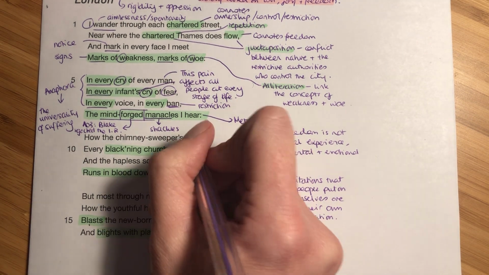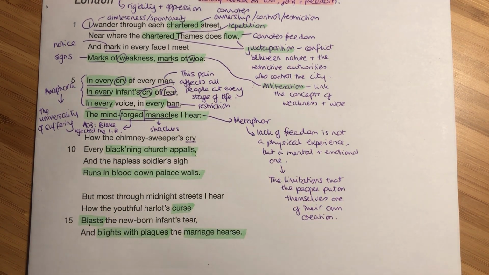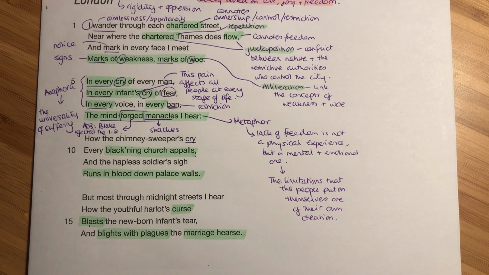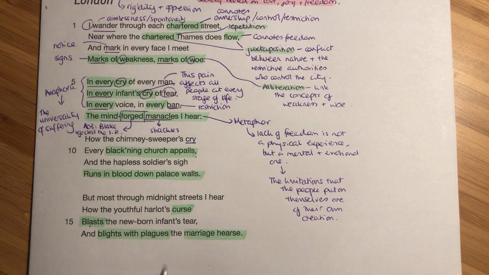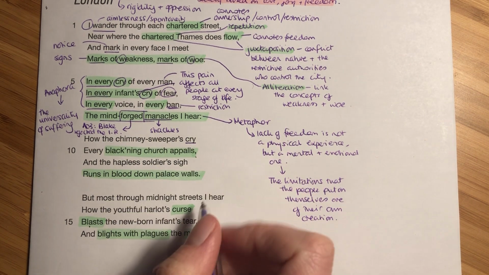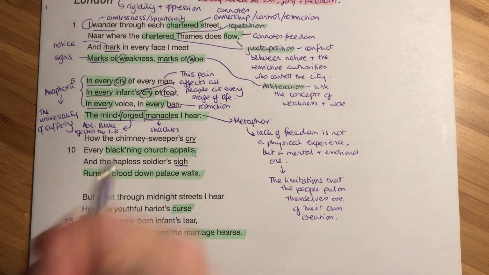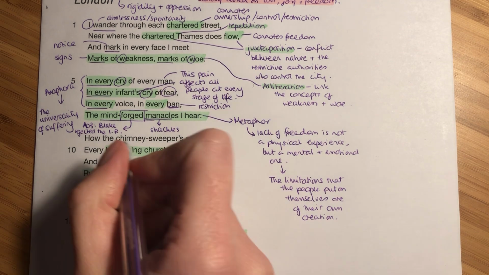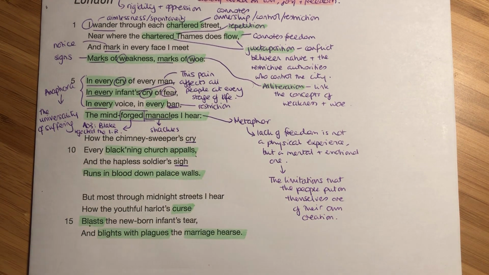So again, we have the repetition of the word cry. Again, we have the sense of this oral experience, listening to the sounds of London. Again, Blake is focused on sound and the different sounds of suffering and sounds of misery that he can hear. The cry of the chimney sweeper and the sigh of the unfortunate soldier. So let's look at these first two lines together.